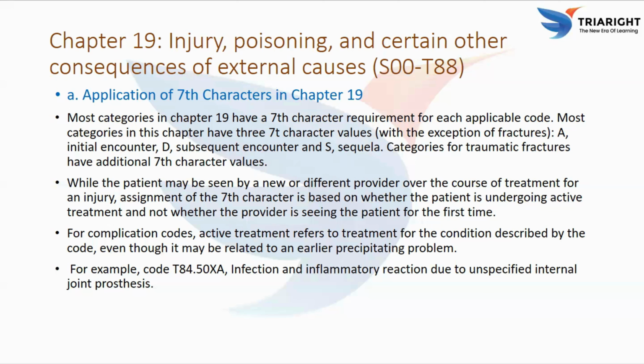What are the common seventh character values? In most categories, A is for initial encounter. It is used when the patient is receiving active treatment. Active treatment includes emergency care, surgical treatment, evaluation and treatment by a physician, and initial management of the injury. It is important because initial does not mean first visit ever. It means active treatment is still ongoing.